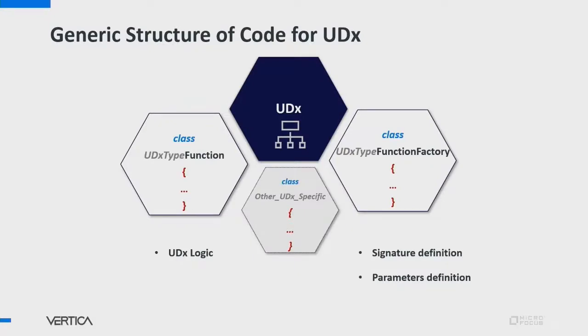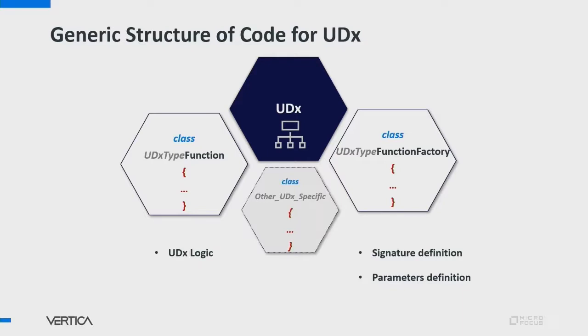So what is the UDX structure, and how do you start coding it? First of all, there are two main classes you have to implement when you are coding your UDX. One corresponds to your UDX type, and you have to inherit from that class. You have to implement at least the process method in that class, and that class contains all the UDX logic. So this is where you implement your algorithm.